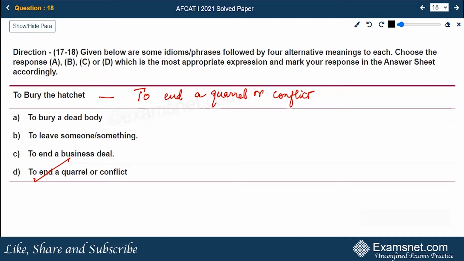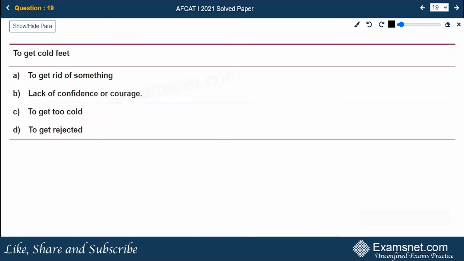Next, question number 19. To get cold feet. To get cold feet simply means to get frightened over something. You can also say this represents lack of confidence or courage. So option B is your correct answer. Let's make a sentence. He got cold feet on seeing maths exam paper.